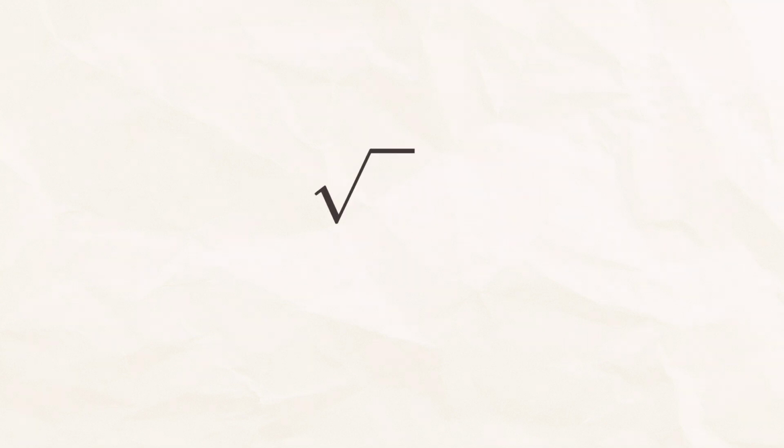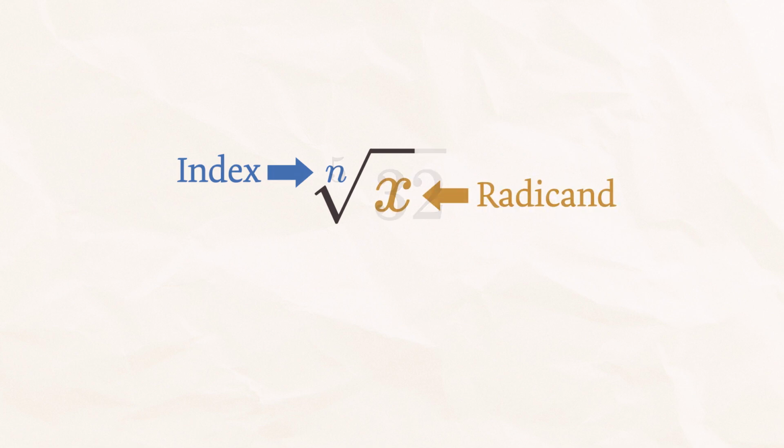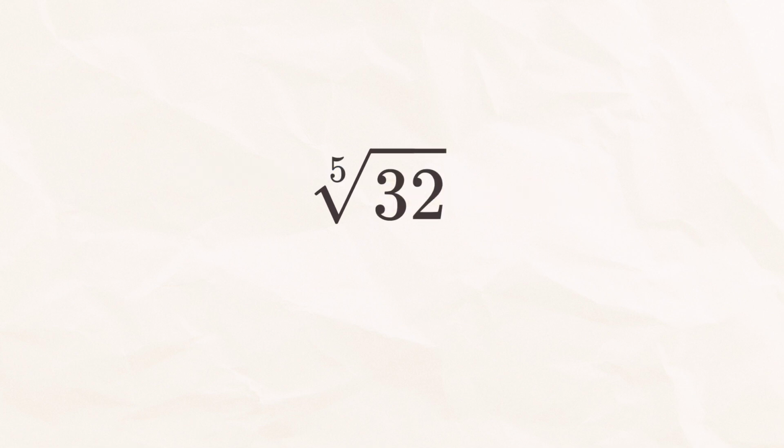This symbol is called a radical. We use it like this. The n represents the number of times we multiply the root by itself to get x. In this notation, the n is called the index of the radical. The x is the number we are taking the root of, and we call it the radicand. Here, we've replaced the n with a 5 and the x with 32.